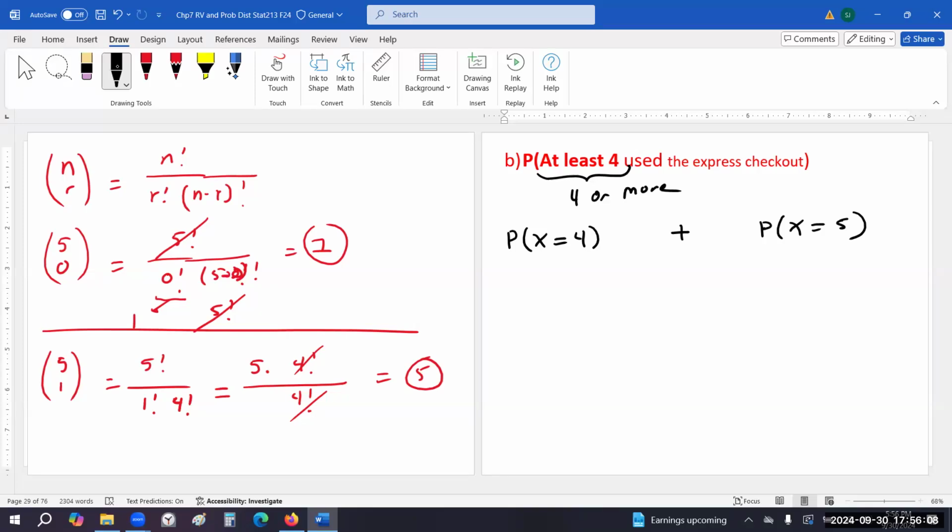Who wants to try it? Go ahead. 5 choose 4. Failure rate. So 0.2 to success. It's a trap. 5 minus 4.